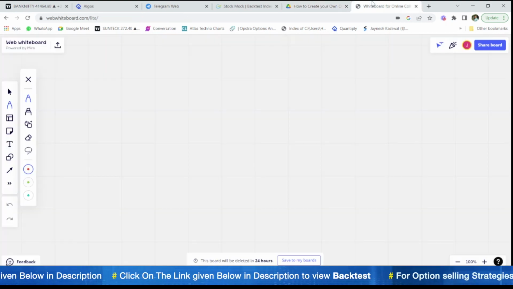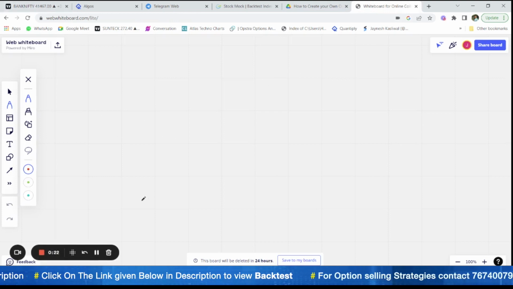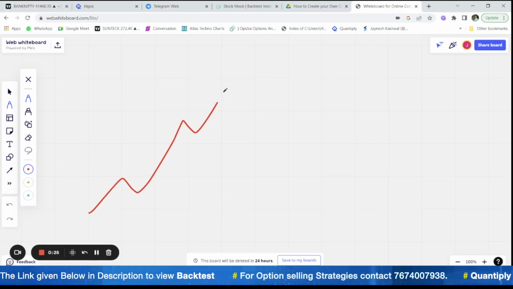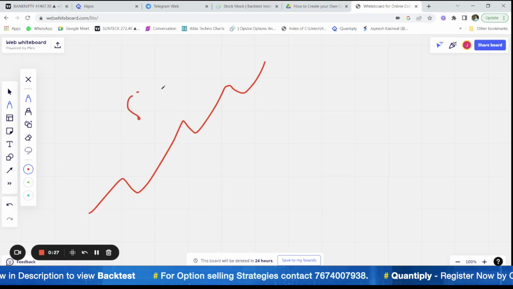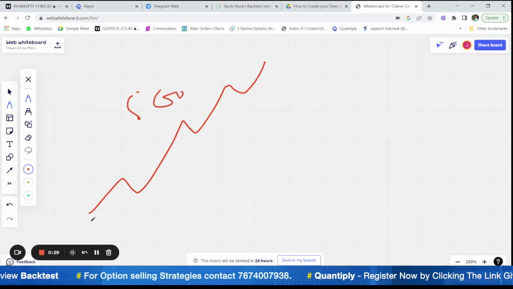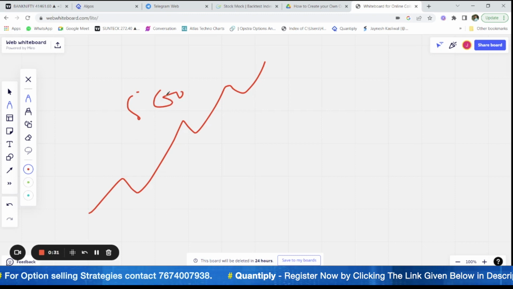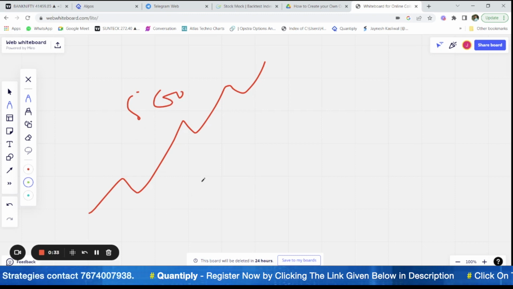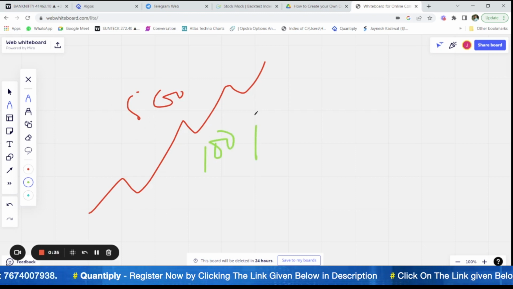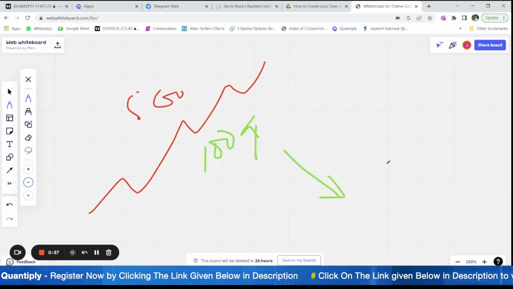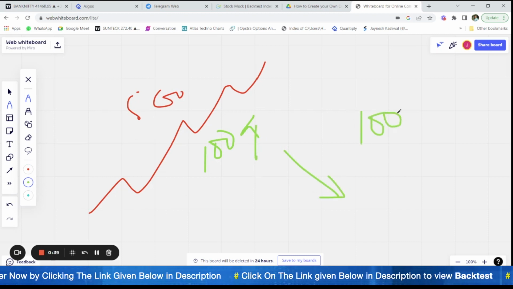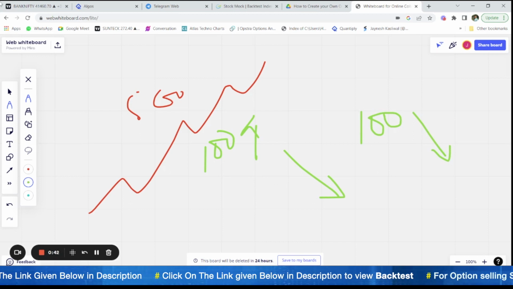Let us take an example where Bank Nifty wants to move 500 points up in a single day. If Bank Nifty wants to move 500 points, it will first move like 100 points up, then pull back a little bit, then move a further 100 points up, and then probably pull back a little bit here.